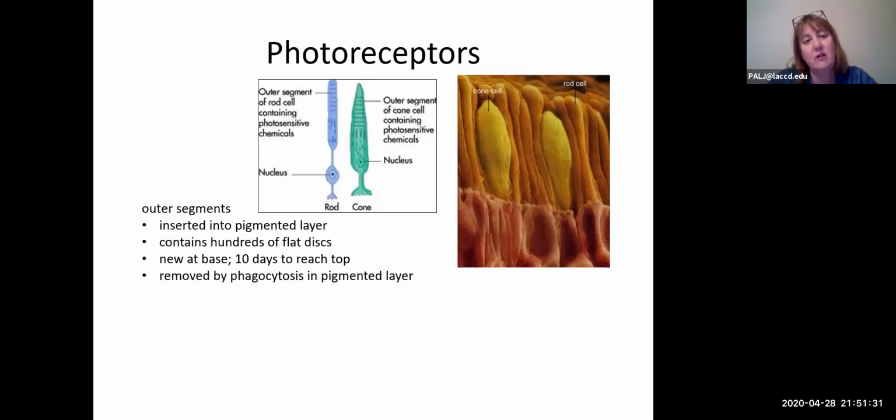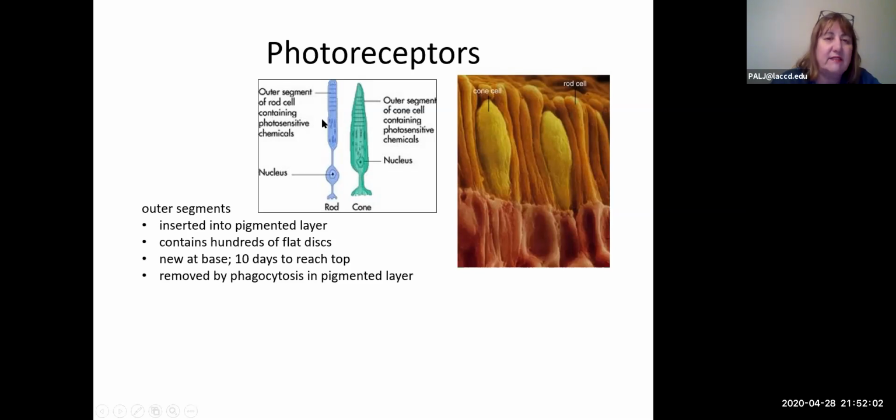So let's talk about these photoreceptors. When we look at these photoreceptors, there are multiple parts. There's like this cell body part, and then there's what's called an inner segment and outer segment. Okay, the only thing we're going to talk about are the outer segments. So the outer segments are the parts that are closest to that pigmented layer. So the head of a cone, and then the part of the rod that's furthest away from the vitreous humor, okay? And these outer segments are actually embedded into that pigmented layer.